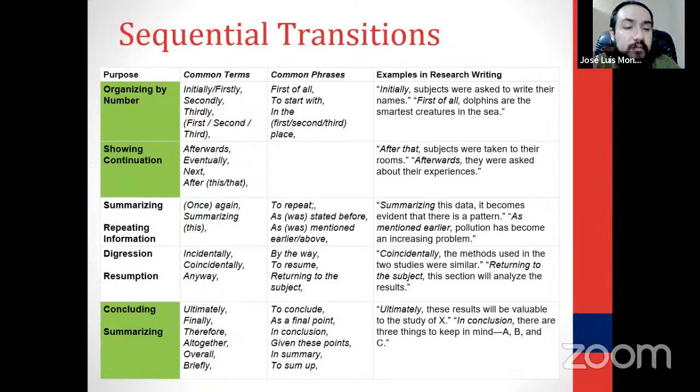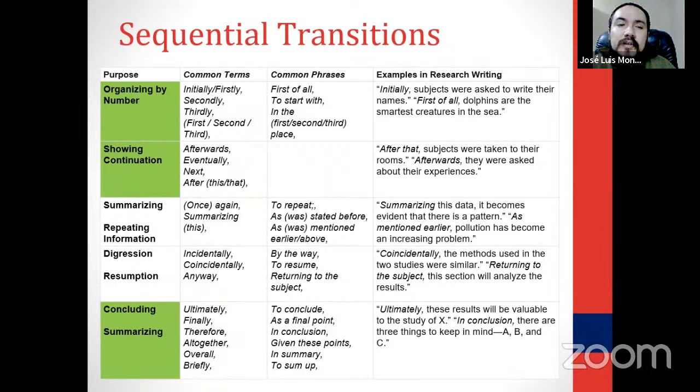Digression or resumption: incidentally, coincidentally, anyway, by the way, to resume, returning to the subject. This idea is a little bit special, but again, follow the examples. Coincidentally, the methods used in the two studies were similar. Resumption: returning to the subject, this section will analyze the results.